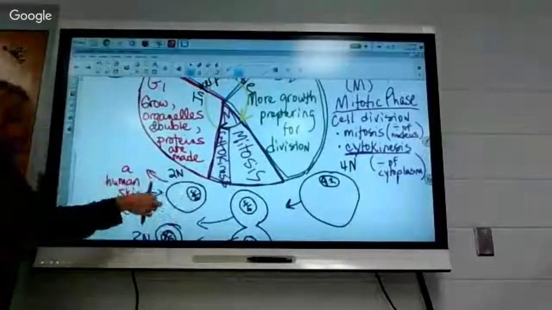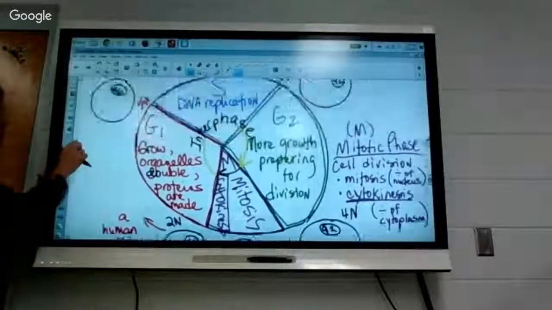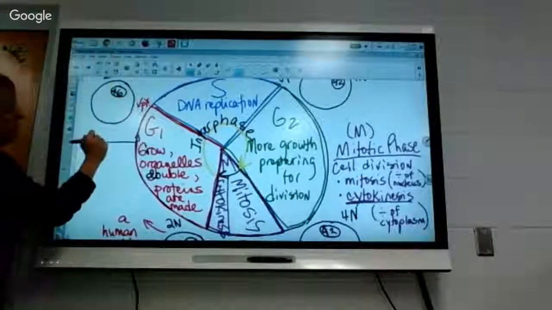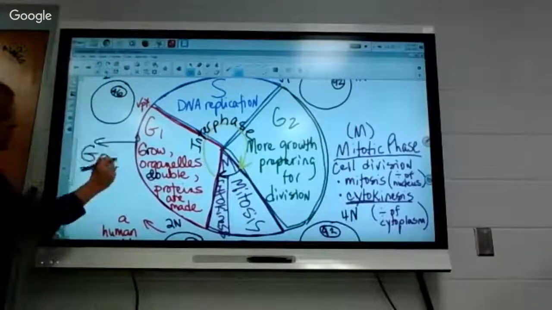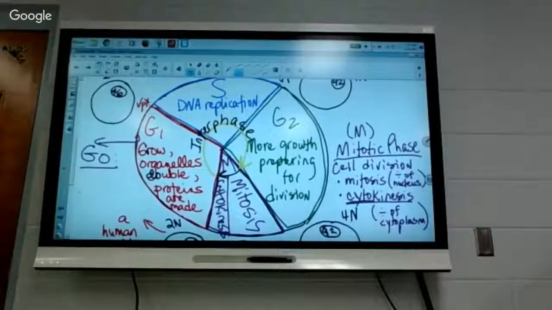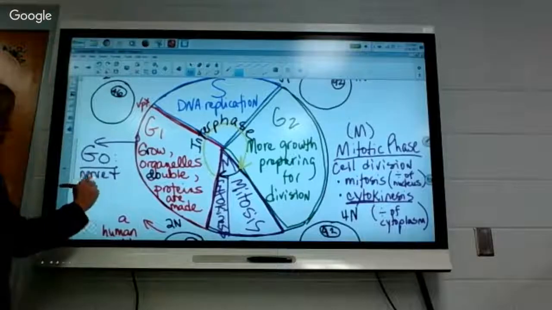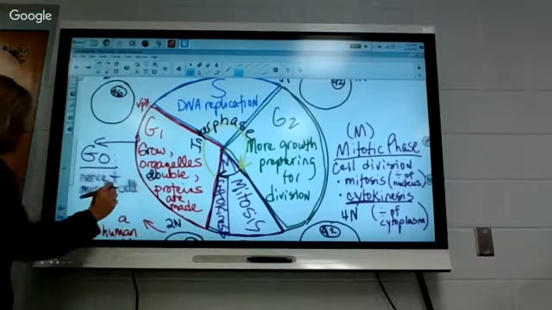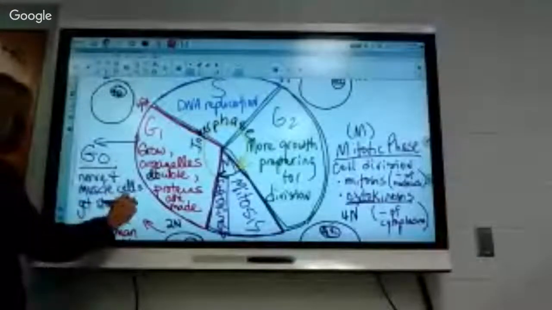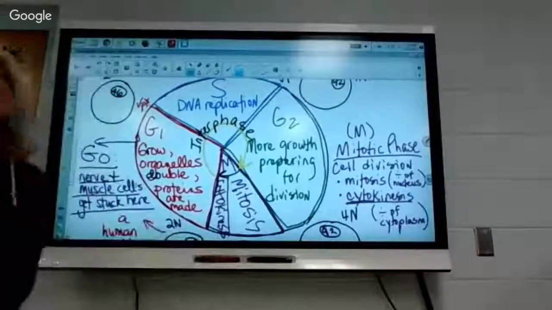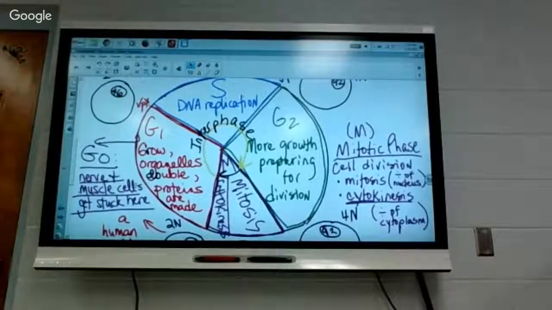If this cell was not a skin cell, and let's say it's one of your nerve cells, it gets kicked out. Uh-oh, go back. It gets kicked out in what's called G0. That's why those cells do not divide anymore. The nerves and muscle cells. So nerve and muscle cells get stuck here. And they don't go through the cell cycle, so you can't make more of them. You're done with all the ones that you're going to have.